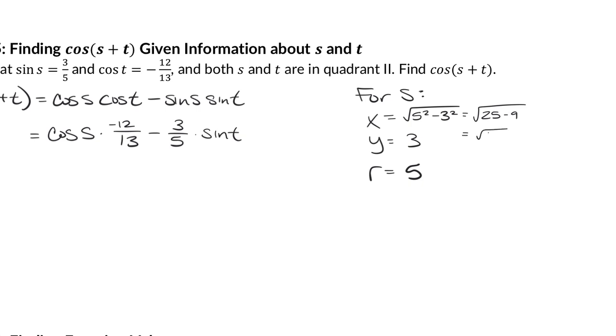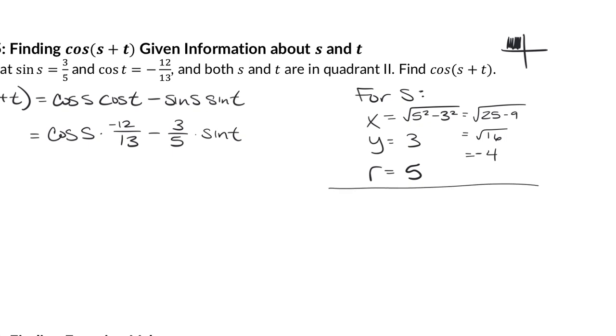25 minus 9 is 16. Square root of 16 is 4. You got it. It's Pythagorean theorem. Here's the only thing, though. It does say that this is in quadrant 2. If we think about quadrant 2, the x's are all going to be negative. So that actually means that this is -4.